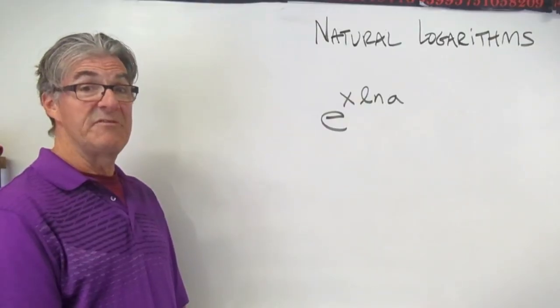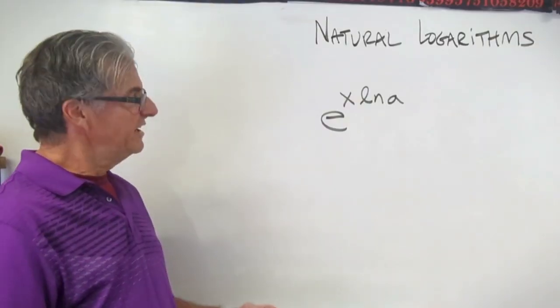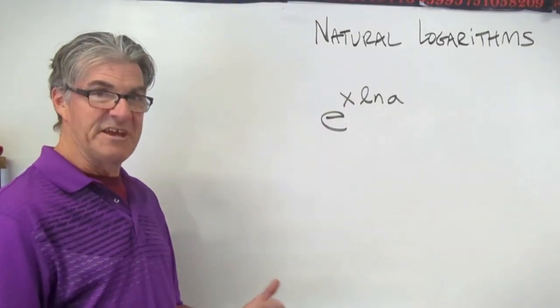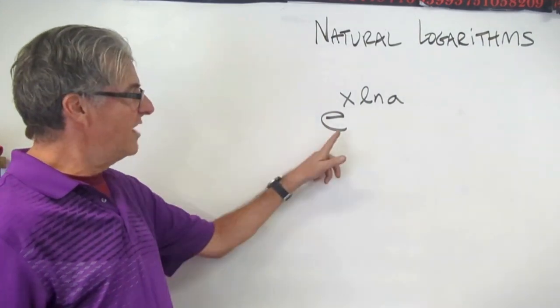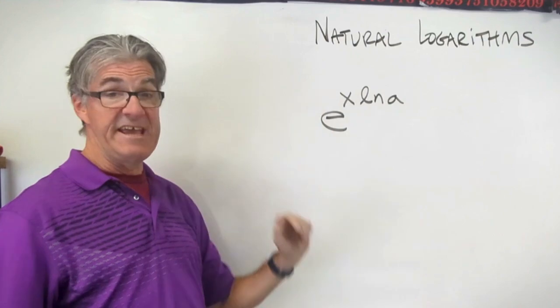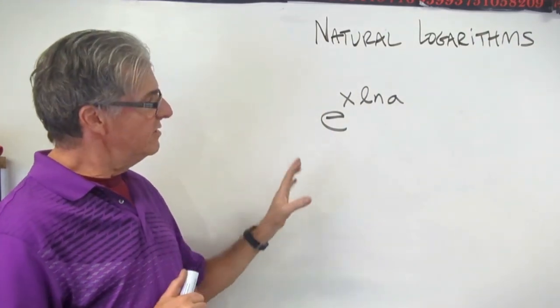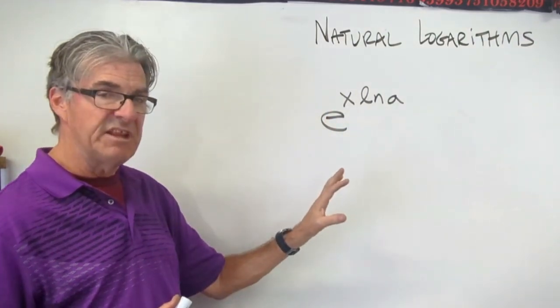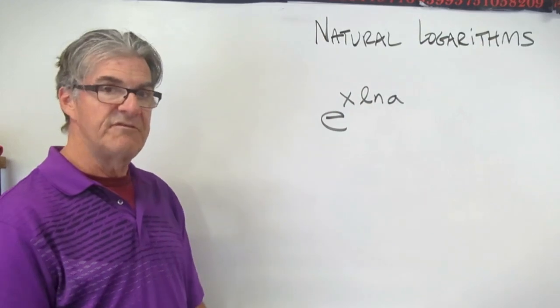Let's do another simplification problem. This one is even a little bit more tricky, I think. So here we go. We've got E to the x times the natural log of A. So pause the video and see what you can do with that. Play around with it and see what you can find.